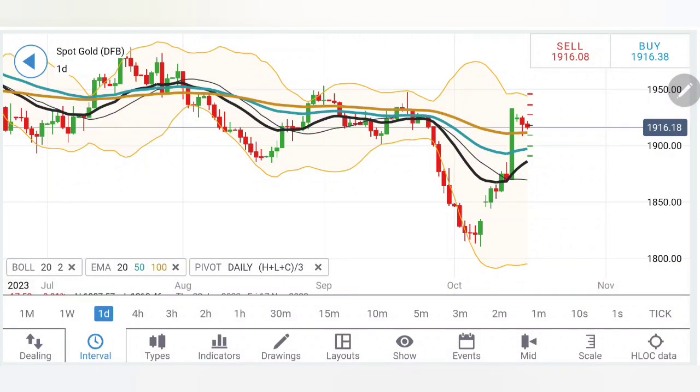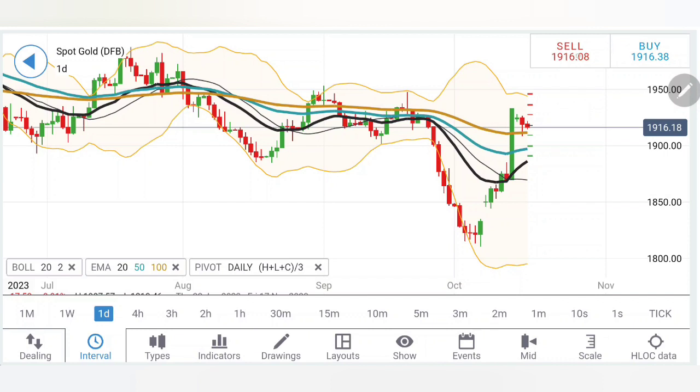Gold traded bearish yesterday and achieved 1908 levels, as we discussed in yesterday's update that any buying entry is only above 1926 or 1930 levels. Beyond that, only bullishness can be confirmed. Since then, we have seen it trading bearish.